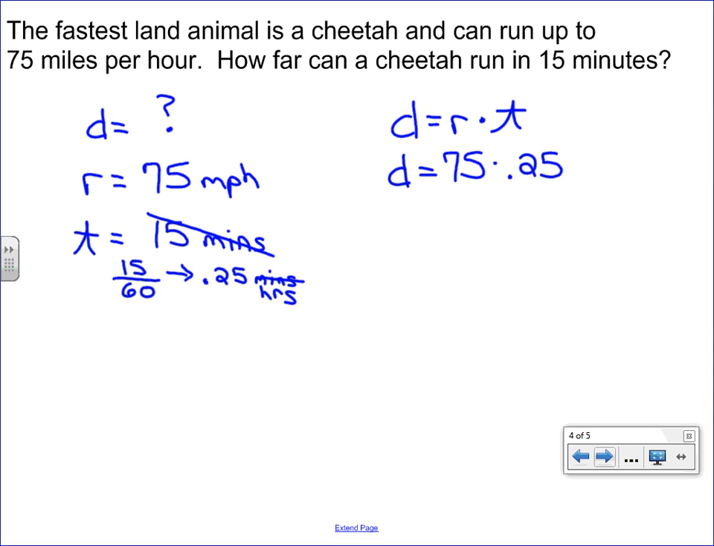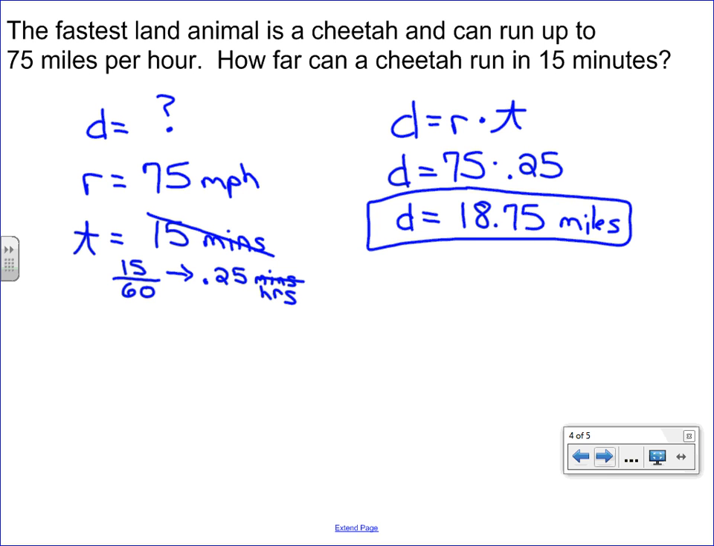And this one's pretty straightforward. You just have to get out your calculator and multiply the 75 by the 0.25, and you get 18.75. Now we are talking about distance, and so our label then would be miles. So it's 18.75 miles. Circle your answer, and then you are ready to move on.